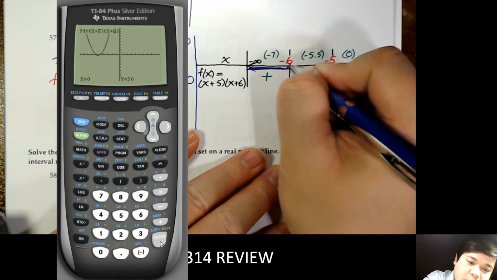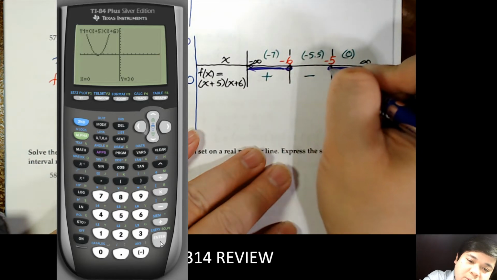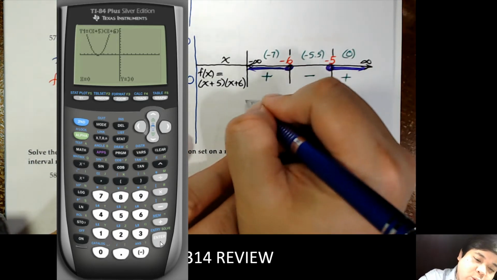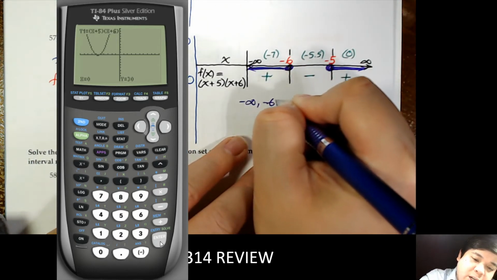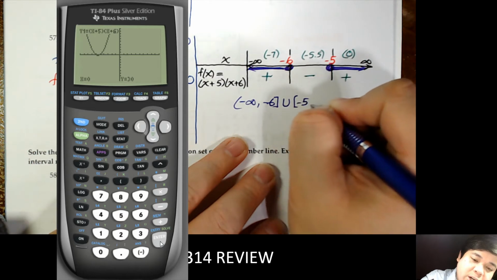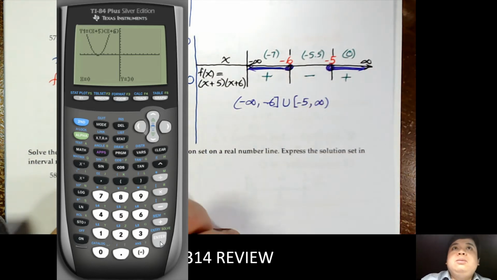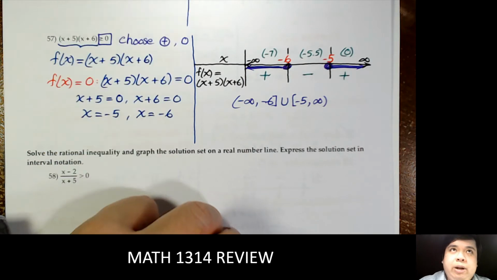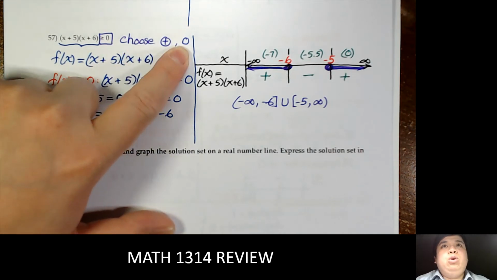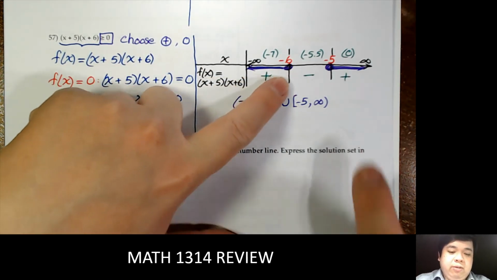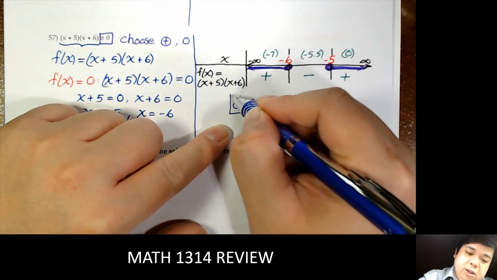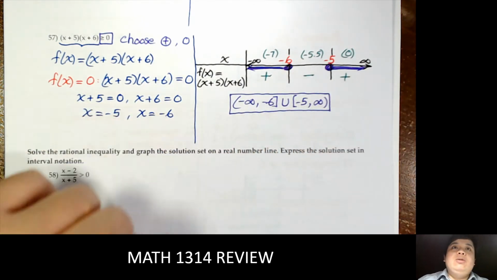And we're going to choose 0 as well, so we're going to choose the point as well. So the answer will be negative infinity to negative 6, including the negative 6, and then from negative 5, including the negative 5, to infinity. Sorry, I put a calculator in the way. Once again, this one is greater than or equal to 0, so we're going to choose positive, and we're going to choose 0. And so positive on the outside, and 0 will be the points. So that's what we have.